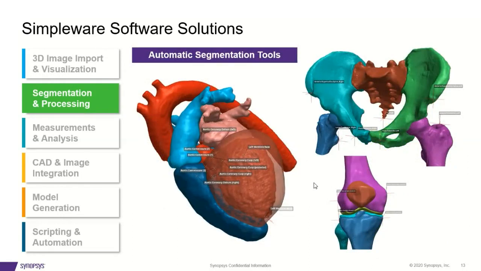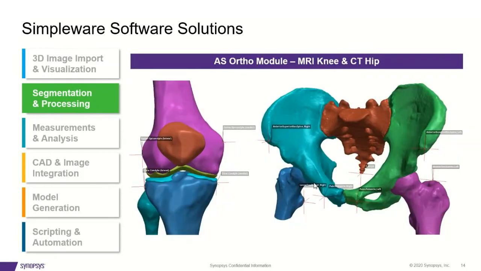We also have automatic segmentation tools, so AS Ortho, AS Cardio are tools we have where we can use machine learning-based AI to fully automate the process of segmenting the hip from CT, the knee from MRI, or the heart from CT as well. So this is segmentation and landmarking. And so this is just a closer look of the knee MRI results and the hip CT results.